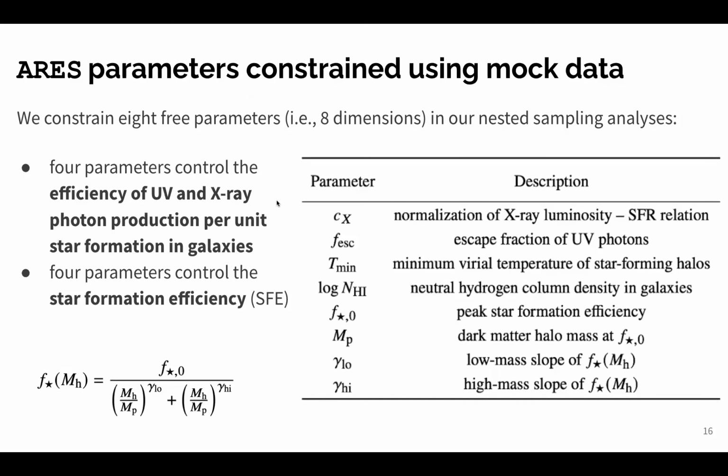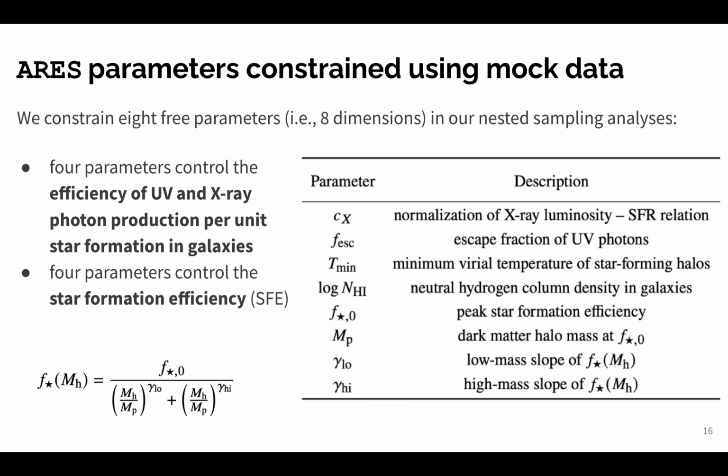So what parameters are we constraining? I've talked all about these parameters that we're estimating the posterior distributions of. These are physical parameters within the Aries model. There are 8 of them. You can think of it as 8 dimensions that we're trying to constrain in the nested sampling analysis. 4 of them control the efficiency of UV and X-ray photon production per unit star formation in galaxies. Those are the top 4 shown in this table: normalization of the X-ray luminosity star formation rate relation, escape fraction of UV photons, minimum virial temperature of star forming halos, and hydrogen column density.